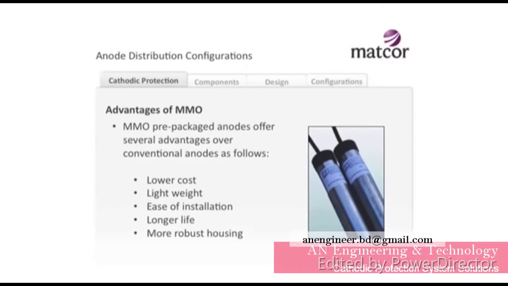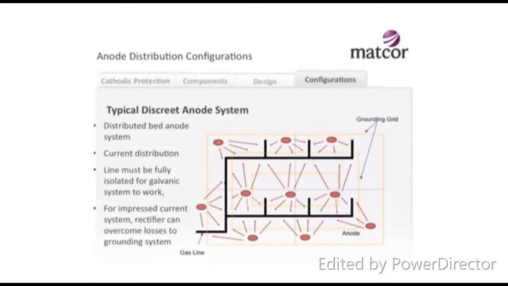Great anodes, lightweight, low cost, easy to install, very long life, quite robust as a discrete anode. Here's a diagram of a discrete anode system. Imagine this as being a simple power plant or maybe a gas line system going to a housing development.